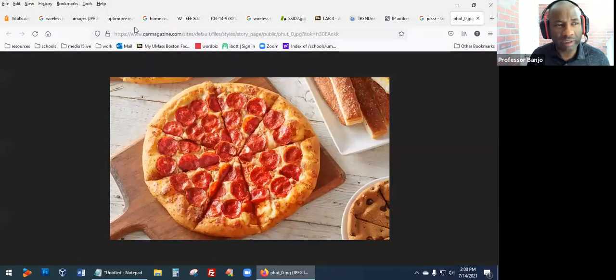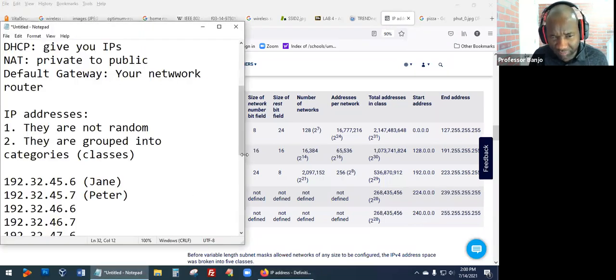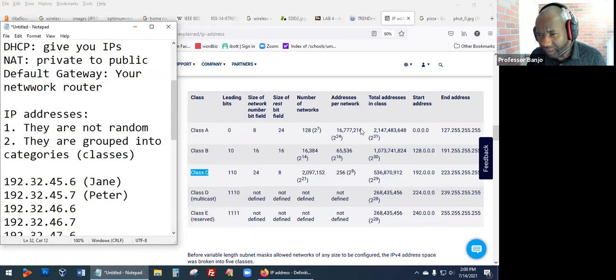All right, so we're talking about classes. Why do we talk about classes? IP addresses are grouped into classes. You have class A, class B, class C. Class A goes from 0 to 127.